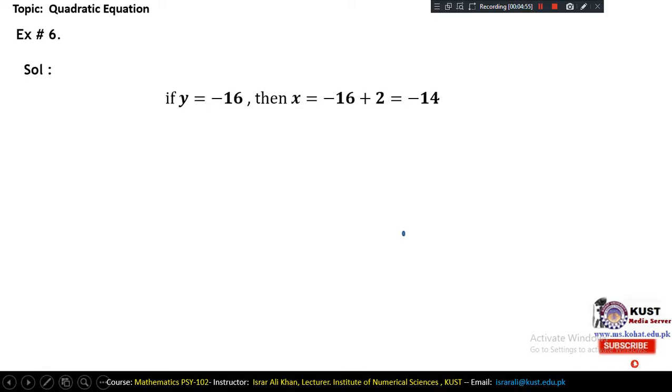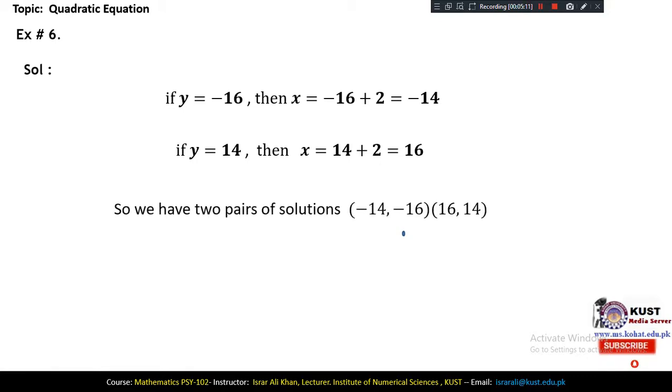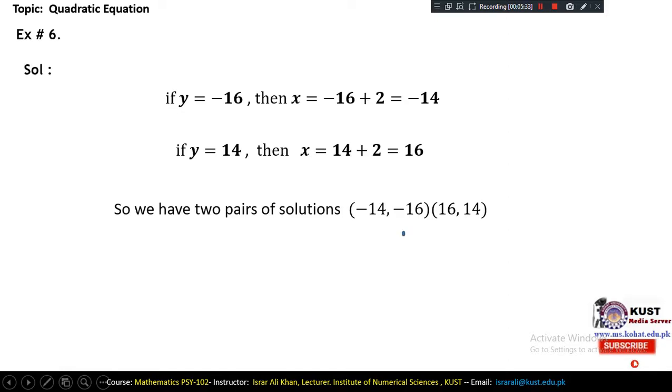By factorization, it gives us two factors, (y + 16)(y - 14) = 0. So y can either be -16 or 14. If we put y = -16, then x = -16 + 2 = -14. If we take y = 14, then x = 16. So we have two pairs of solutions. (x, y) can either be (-14, -16) or (16, 14). Both solutions satisfy the condition given in the question, meaning their difference gives us 2 and their product gives us 224. That's all. Thank you very much.